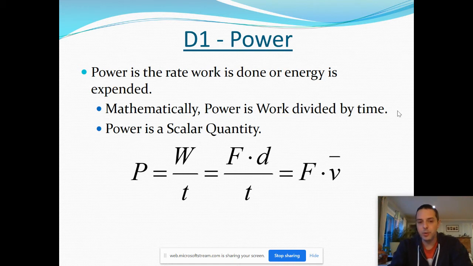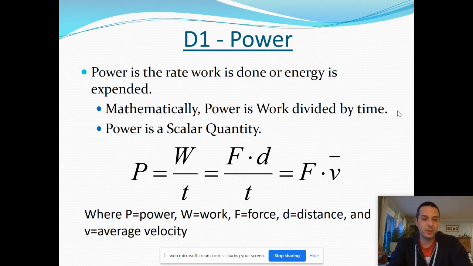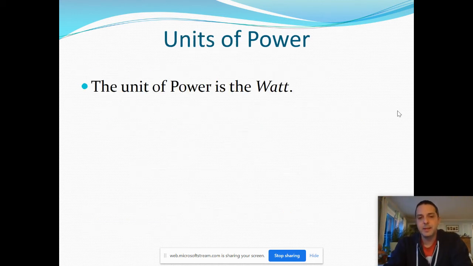These terms, work, force, displacement, velocity, are terms we're very familiar with. P being the power, W being the work, F being force, D being displacement, and the V being the average velocity.